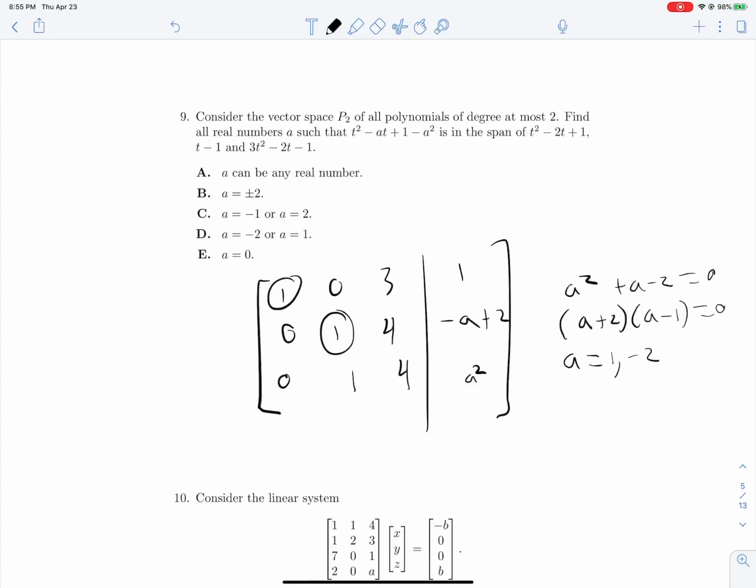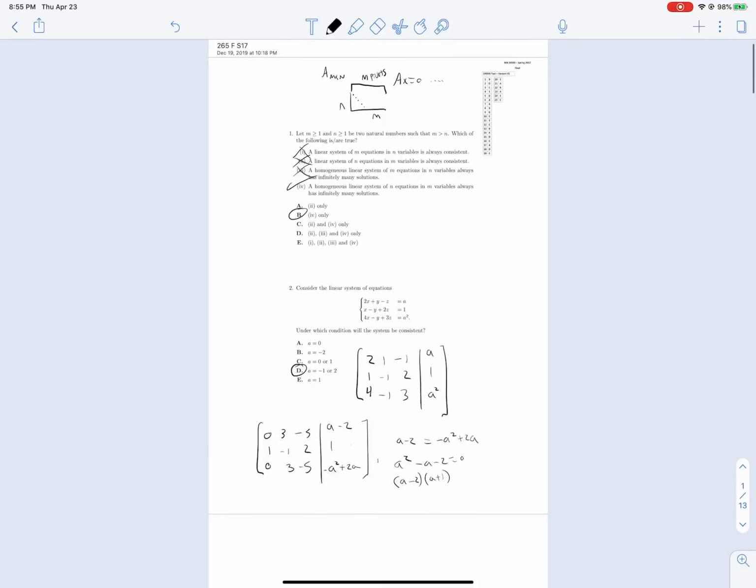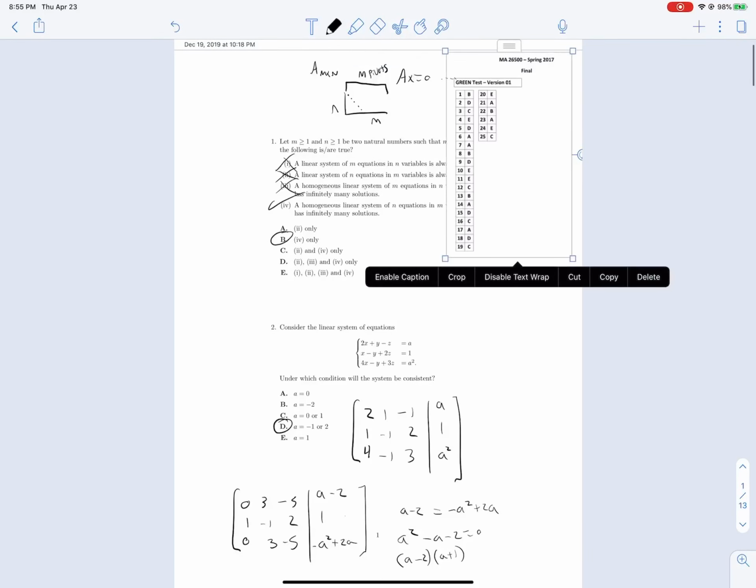so a is equal to 1 and -2. So the misconception I had to begin with was that these three, not that one, these three polynomials spanned P2, but in fact they do not. But that doesn't mean that this fourth polynomial that we're checking can't be in the span. And it turns out it's in the span for a is equal to -2 and 1, so 9 is D. And I made this way too small, but 9 is D.